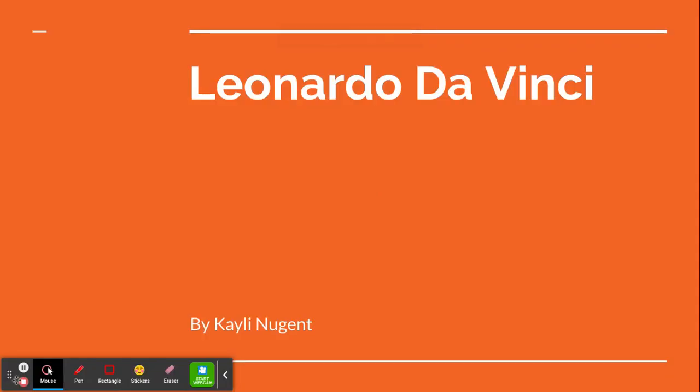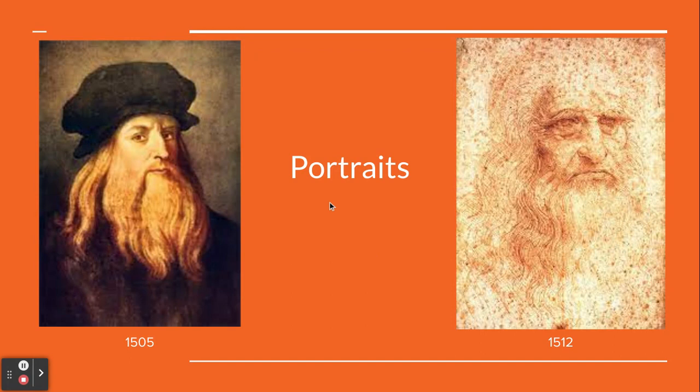Okay, I am doing my project on Leonardo da Vinci. There we go. So on the left, we have a portrait of Leonardo da Vinci. Researchers don't think it was painted by him, but it was completed in 1505. And the one on the right is like a confirmed self-portrait, and it was completed in 1512, which is about 7 years before his death.